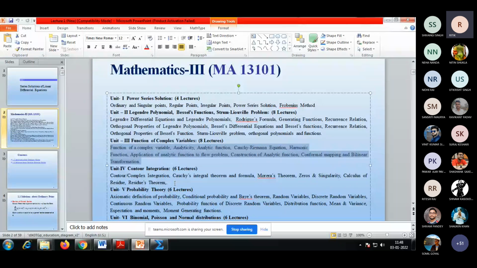It's my advice to most of the students, Sivangi, you may also give the information to others that from the next class, we are going to start the new topic, function of complex variable. So it's my advice to be present in the class from the beginning so that they can understand this topic easily.